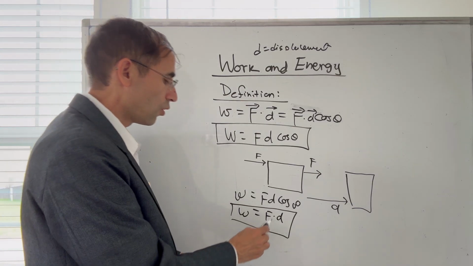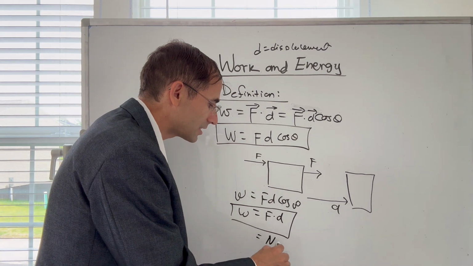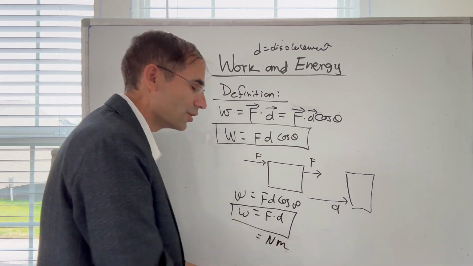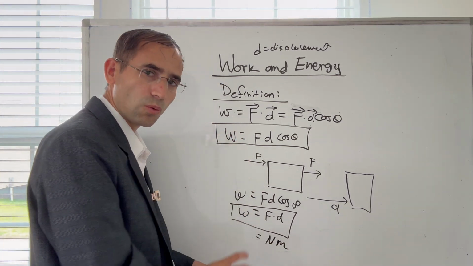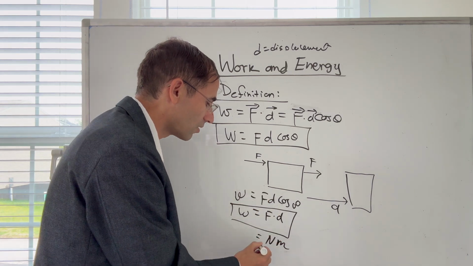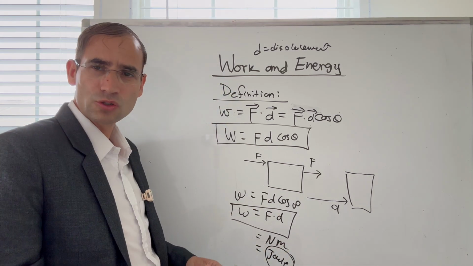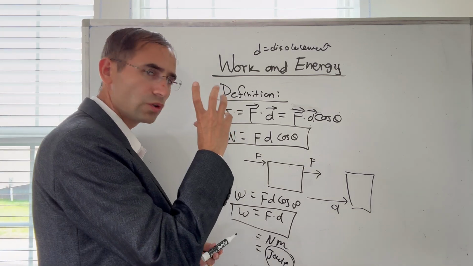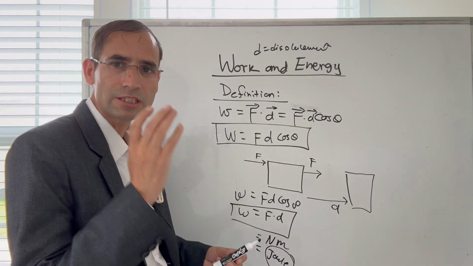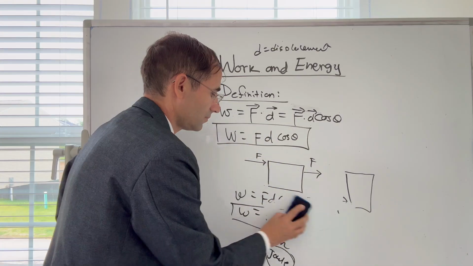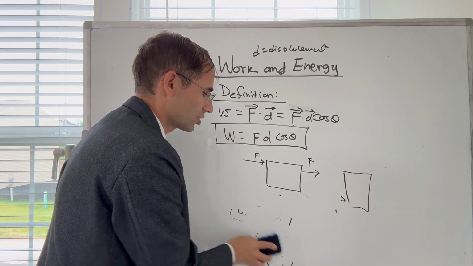The force is measured in Newton and displacement is measured in meter. Newton meter is the unit for work. We never call it Newton meter, we call it joule. So 1 joule is defined when you use 1 Newton of force to displace the object by 1 meter. Let me change the situation here.